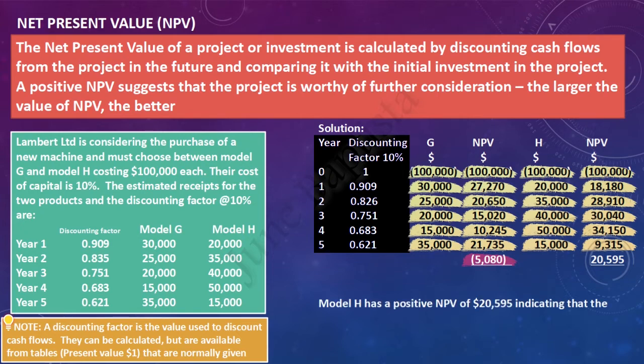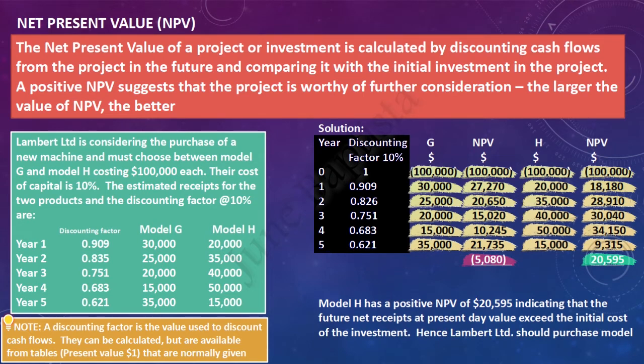Therefore, we can see that Model H has a positive NPV of $20,595, indicating that the future net receipts at present day value exceed the initial cost of the investment. Hence, Lambert Limited should purchase Model H and not Model G, which has a negative NPV of $5,080.